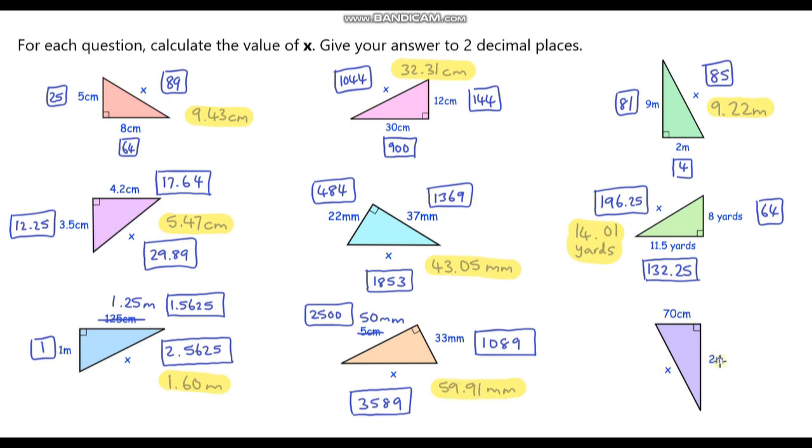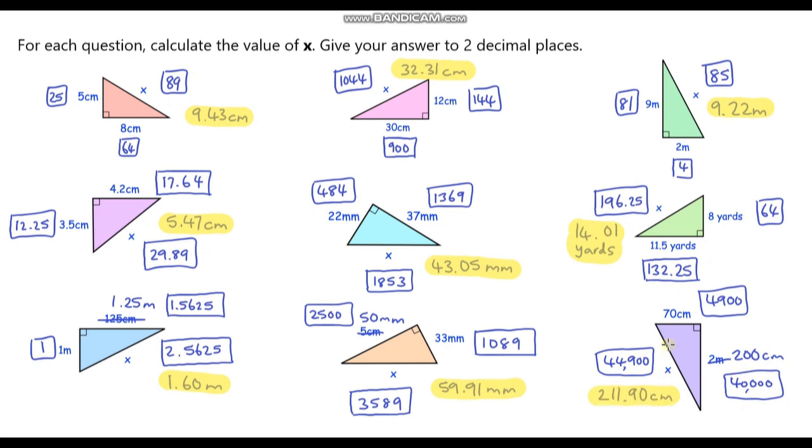And last but not least, question 9. And again, we need to convert into the same units. I think this time I'm going to use centimeters just because I've already used meters and millimeters. So 2 meters, well, that is the same as 200 centimeters. So now let's square both of these sides. So 70 squared, that is 4,900. And 200 squared, well, that is 40,000. And if we add these together, we get 44,900. And if we take the square root, we get 211.90. And that is in centimeters.